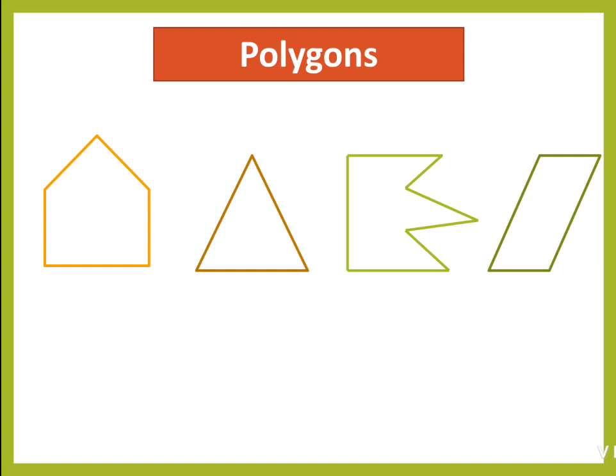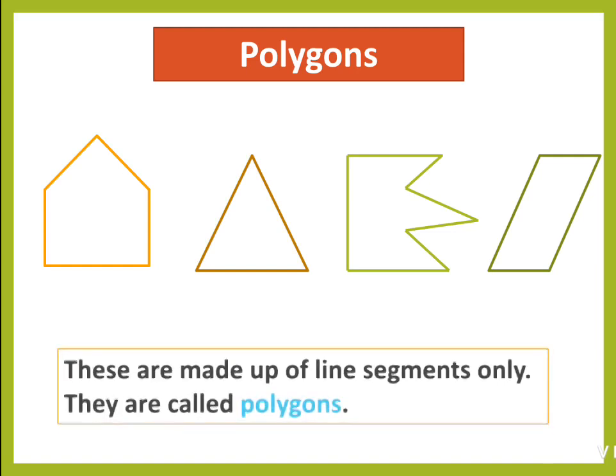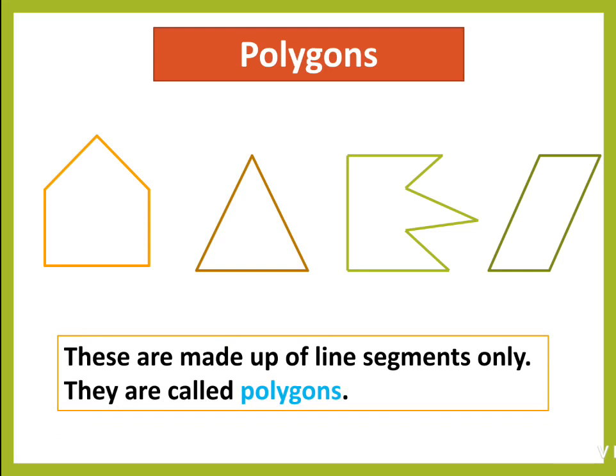So polygons means the figures with line segments only. We don't use curve. We don't draw by doodling. These are made up of line segments only. They are called polygons. Polygons are the closed figures with line segments only. Only line segments we can use to draw a polygon. It is closed also, not open. It is always closed.